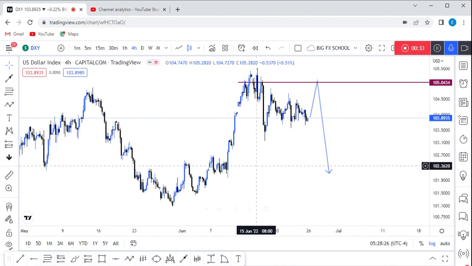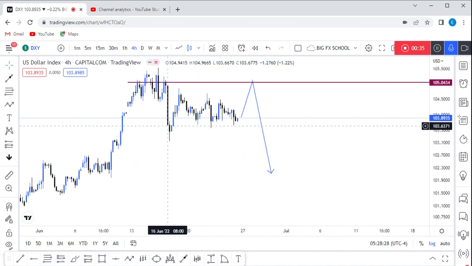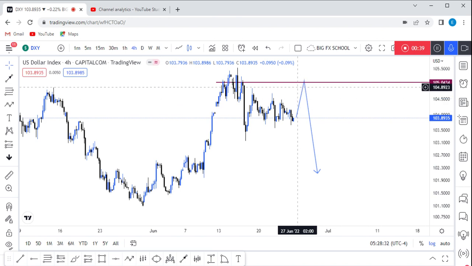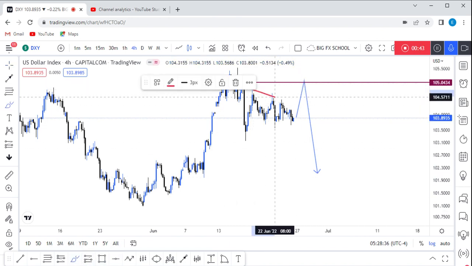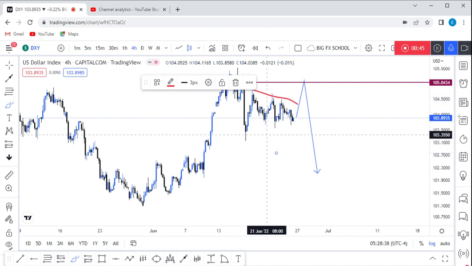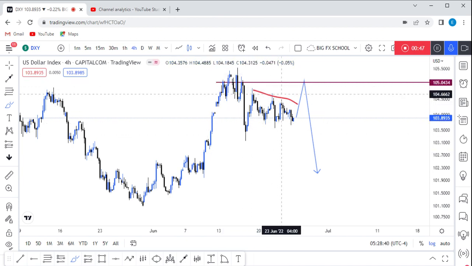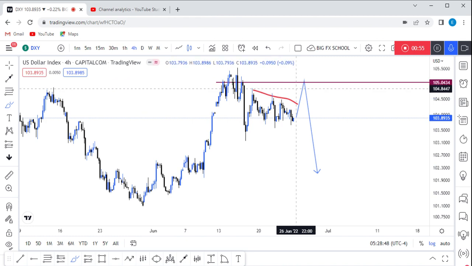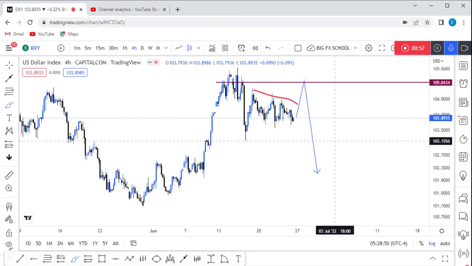Starting with the DXY, the market is in the correction phase now. It may push up to take liquidity here. There is some liquidity located in this area. So the market should take this liquidity to this level before falling. So we are waiting for the market to reach our level here so that we can short.